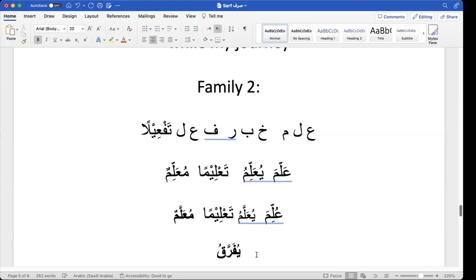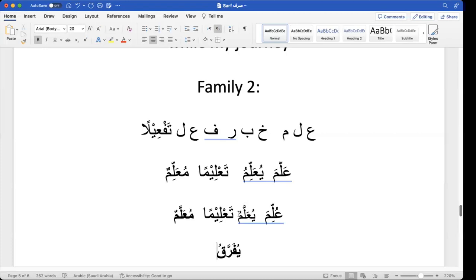What you will try to do is match it with the fi'l muzari majhul of family 2, then family 3, then family 4. If it matches with the fi'l muzari majhul of any of the families, that is its family. So what you do is memorize the sarf saghir of family 2. You know allama is the fi'l mazi, yu'allimu is the fi'l muzari, ta'lim is the masdar, mu'allim. So you know ullima is the majhul of fi'l mazi, yu'allamu.